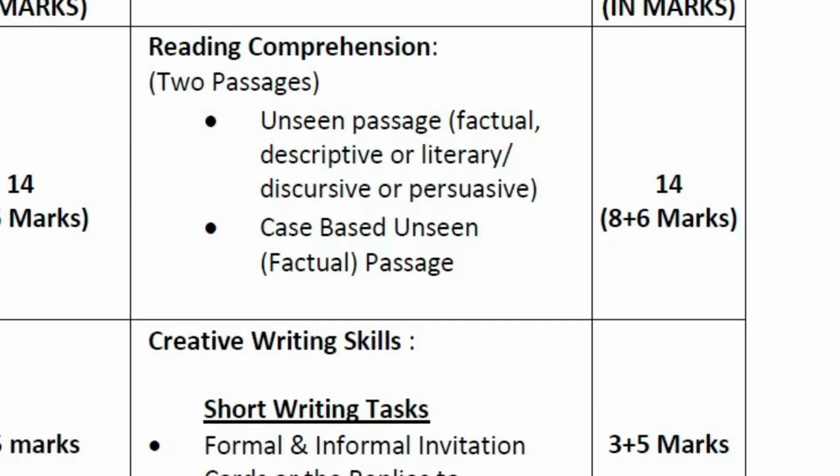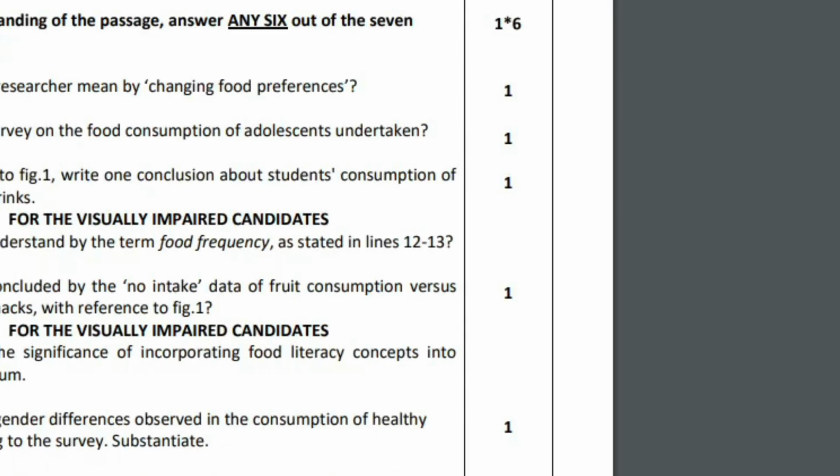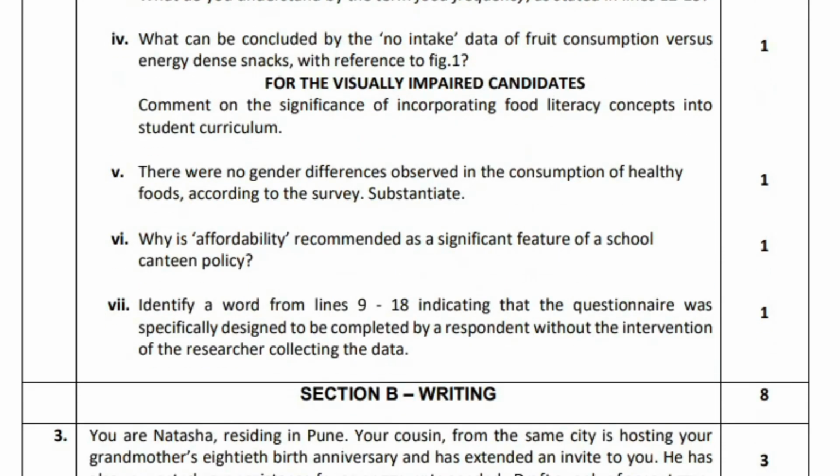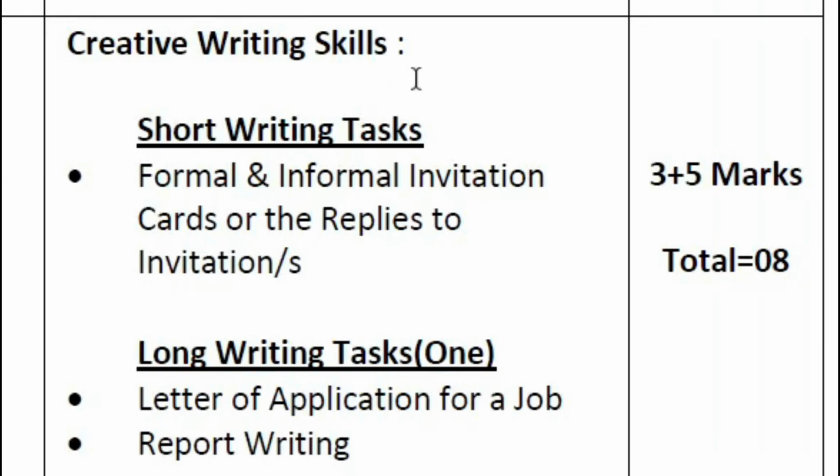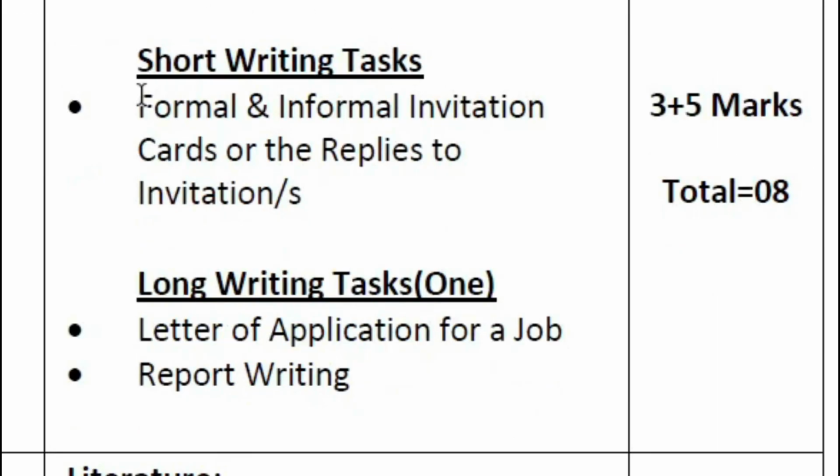So now let us minimize this one, come back to this one. Now section B. What is in section B? So section B is creative writing skills, and under section B we have short writing tasks, formal and informal invitation, cards or replies to the invitation. That means we should learn writing formal invitation, informal invitation and replies to formal and informal invitations, and it is for 3 marks.